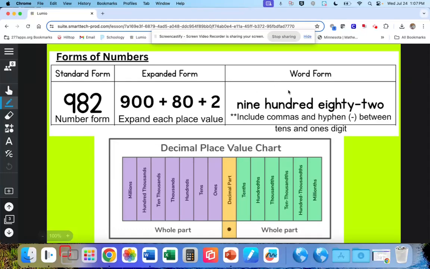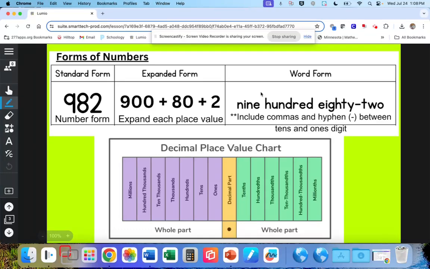The last one is word form. Word form is replacing all numbers with their words. Now, this is usually pretty easy because we write the words exactly as we say them. In this case, it's 982. Now, a couple things to keep in mind when you do word form. The first one would be that we need to add commas in anytime we see them in the numbers. So if this was a thousands number, let's say it had 1,000 in front of it, we would say 1,000 and then put a comma after the word thousand.